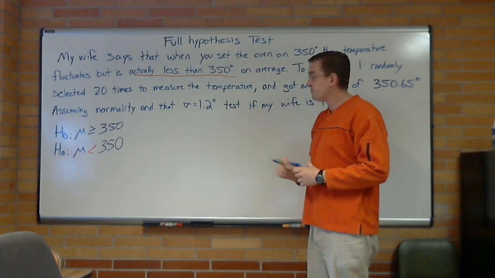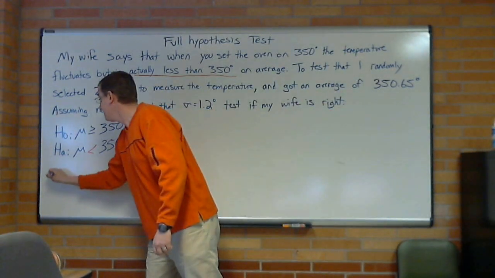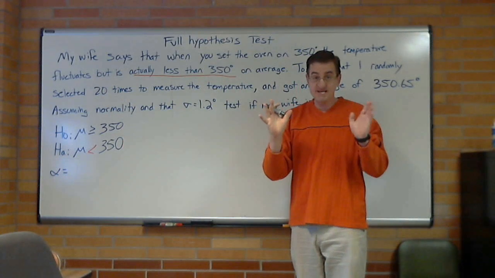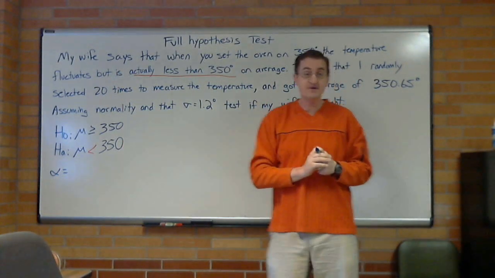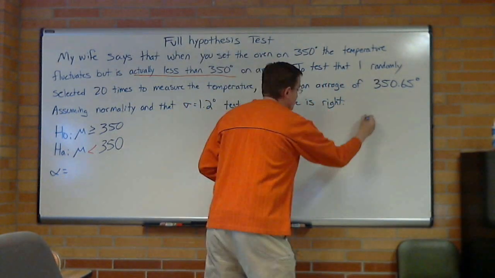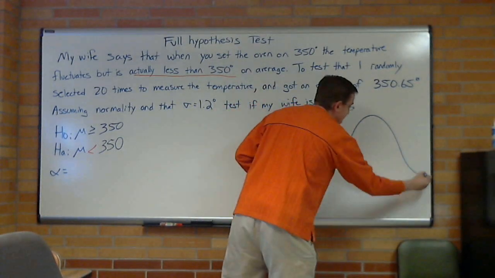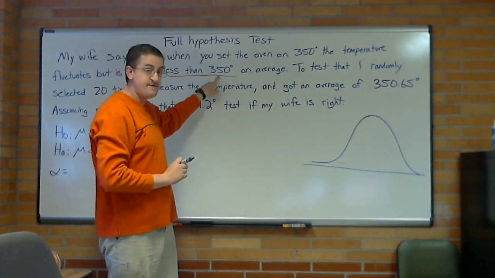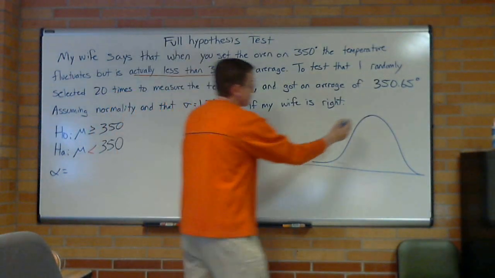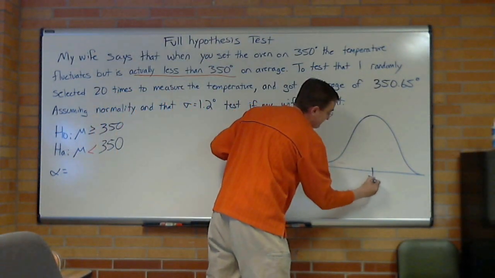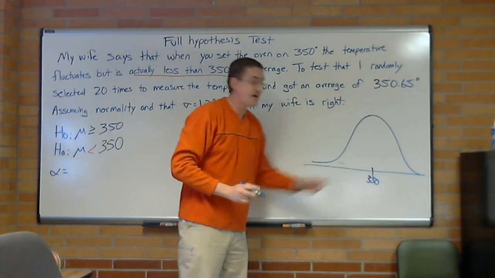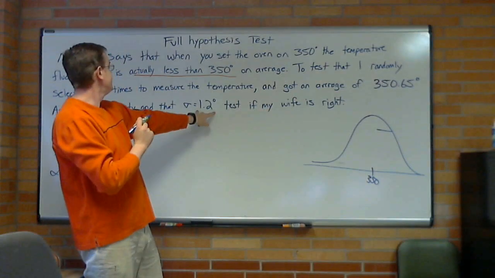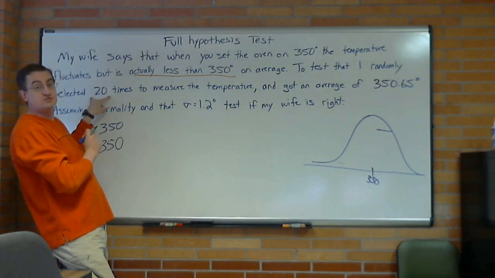Now, let's try to decide what alpha we should use. And remember, this is the happiness of my wife at stake here. So my alpha is going to matter to me in this case. Let's draw the picture of what's going on. That'll help us see what a type 1, type 2 error would be. 350 is my hypothesized parameter. That's the real average. And I landed close to that, but I know this guy right here, which is 1.2 over the square root of 20.